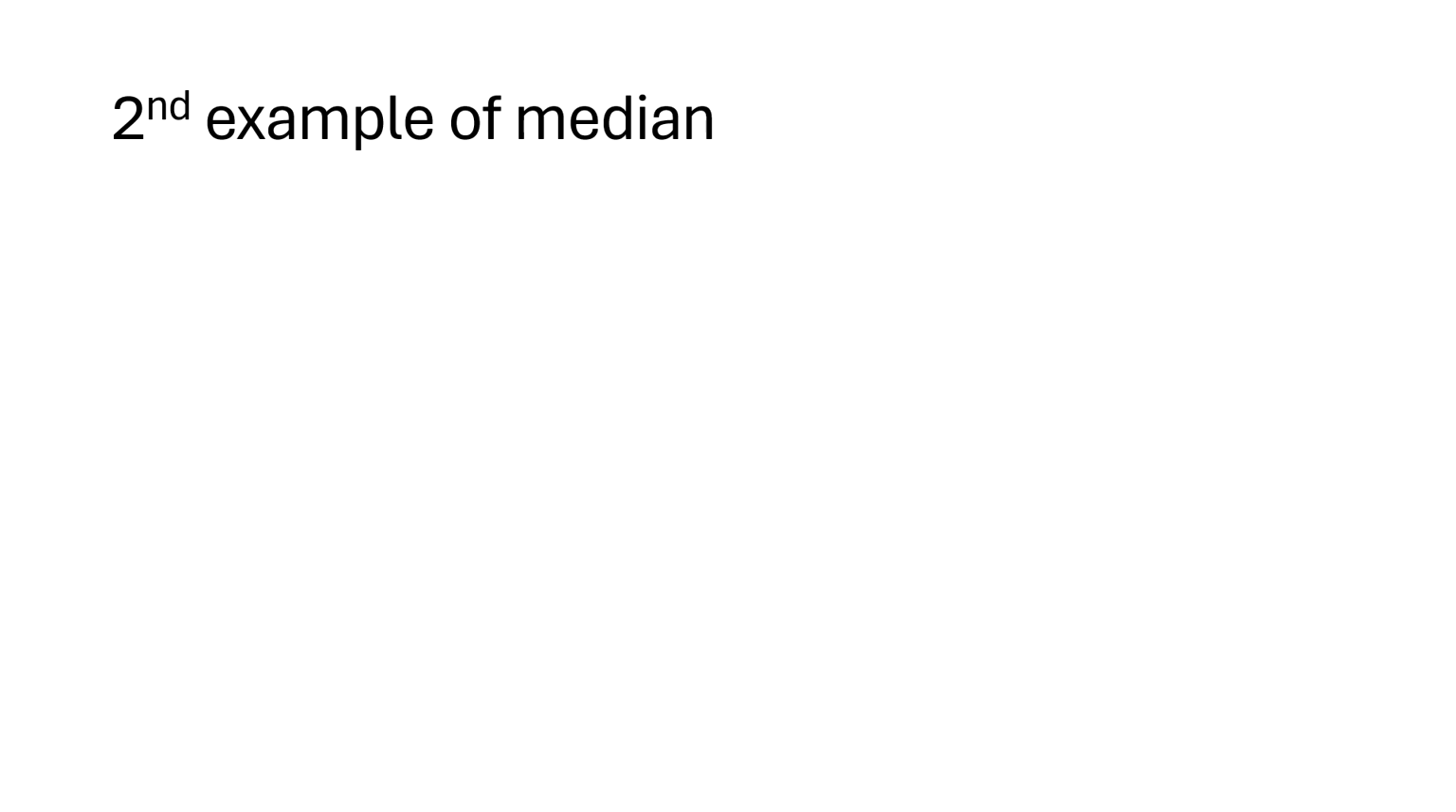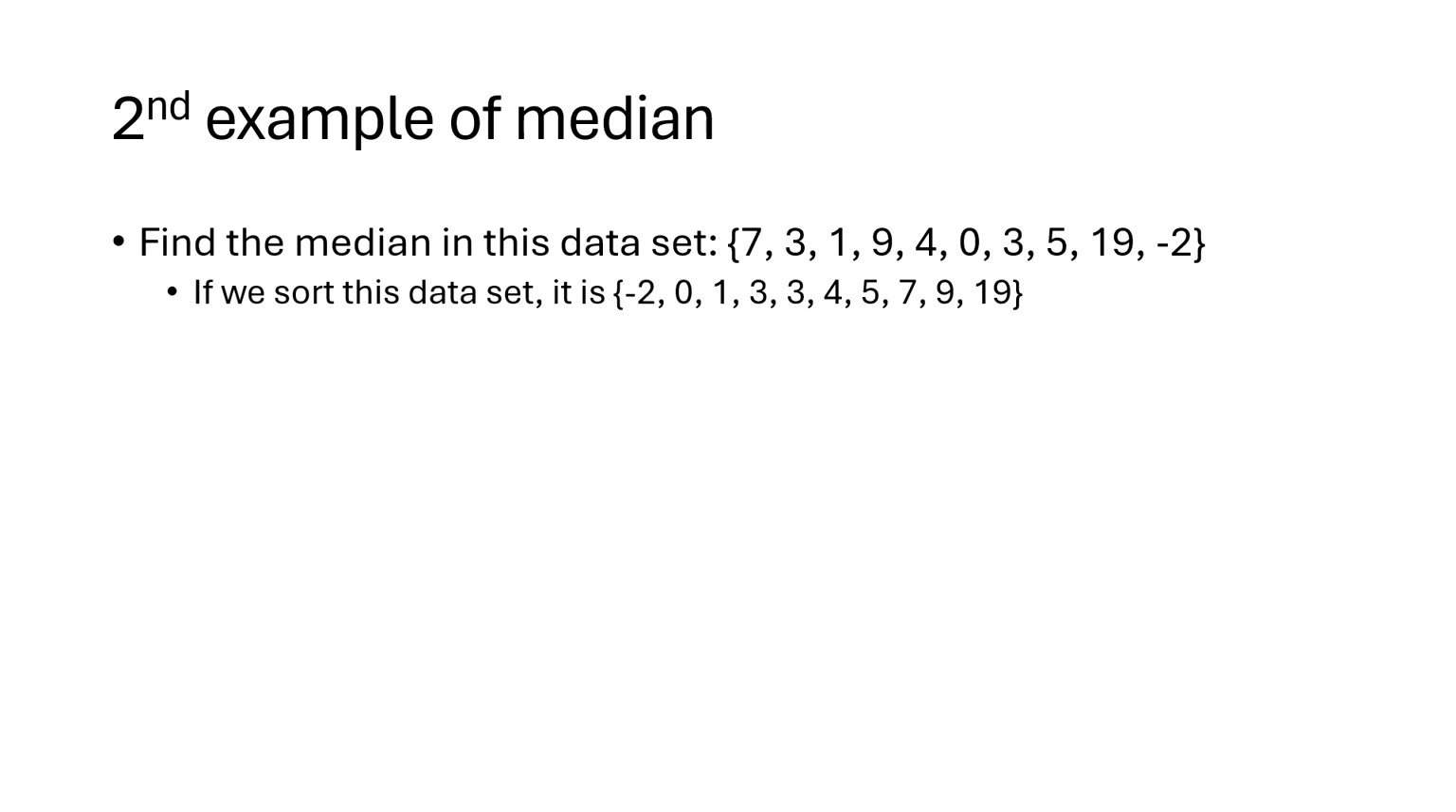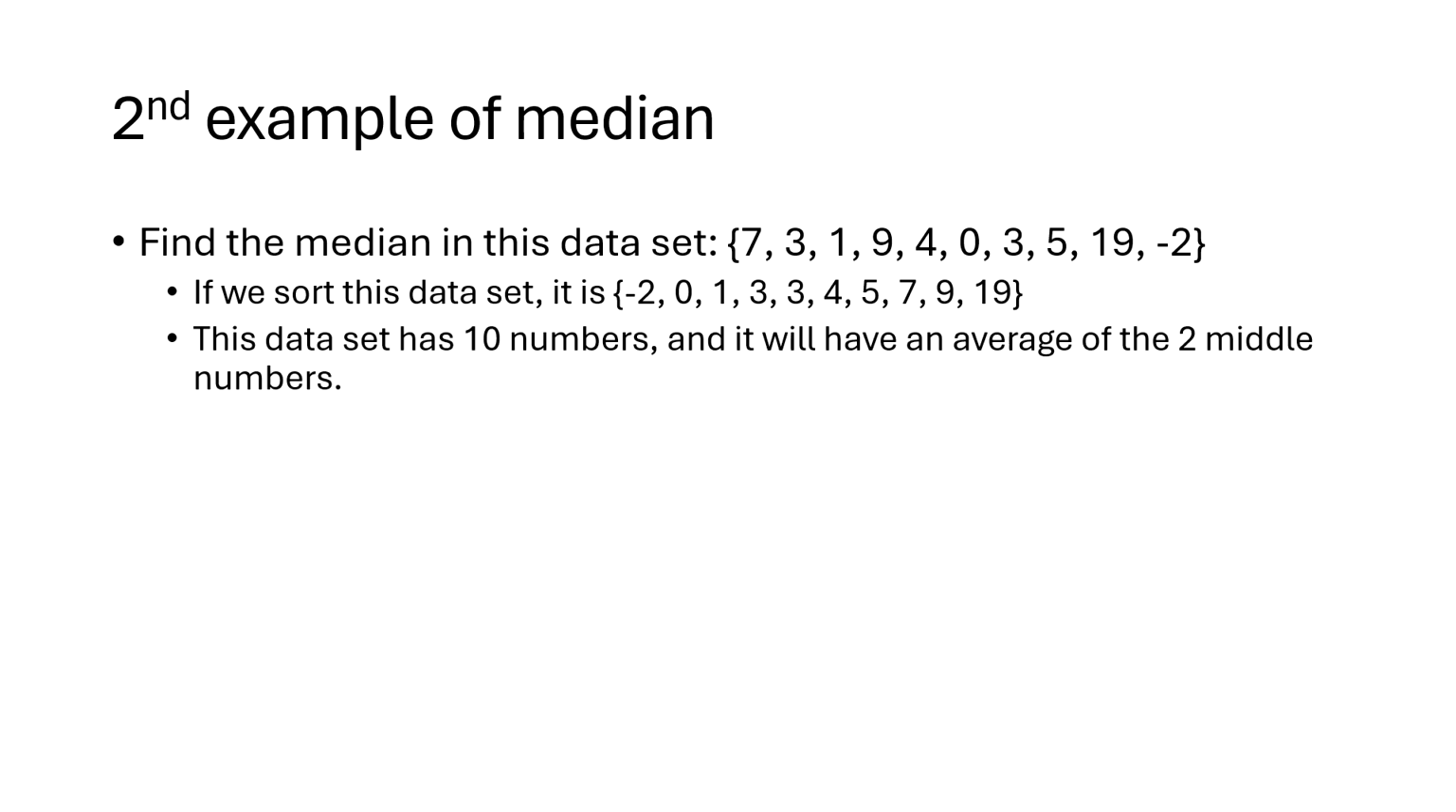And here's another example of median. Find the median of this data set: 7, 3, 1, 9, 4, 0, 3, 5, 19, negative 2. So if we sort it from smallest to largest, we get negative 2, 0, 1, 3, 3, 4, 5, 7, 9, and 19. So this data set has 10 numbers, and so we will have 2 middle numbers.